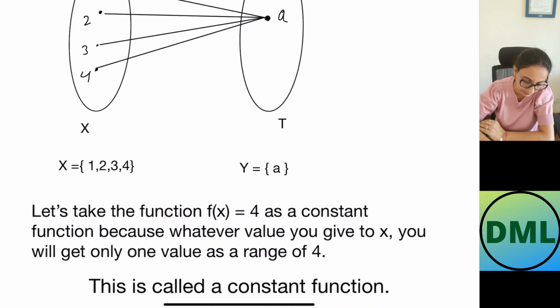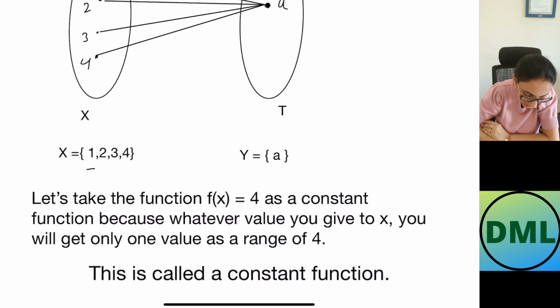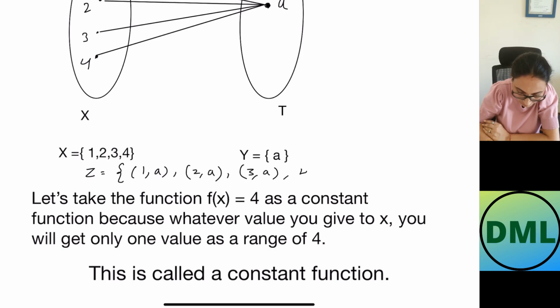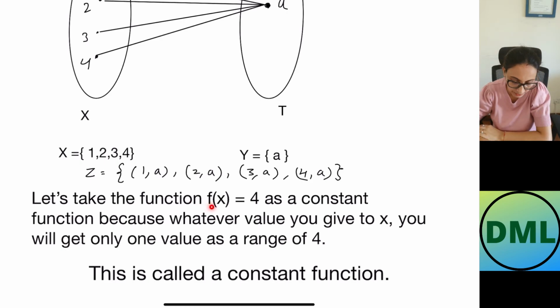If you write the set here, this will be written as Z is equal to middle bracket, then the small bracket 1 mapped to a, comma 2 mapped to a, comma 3 mapped to a, as well as 4 mapped to a, and this bracket close. This is your set. Let's take the function f(x) is equal to 4. This is called a constant function because whatever value you give to x, you can put any value here, you will get the answer as 4. Because there is no variable x, whatever the value you give to x, you will get the answer as 4 only. This is called the constant function.